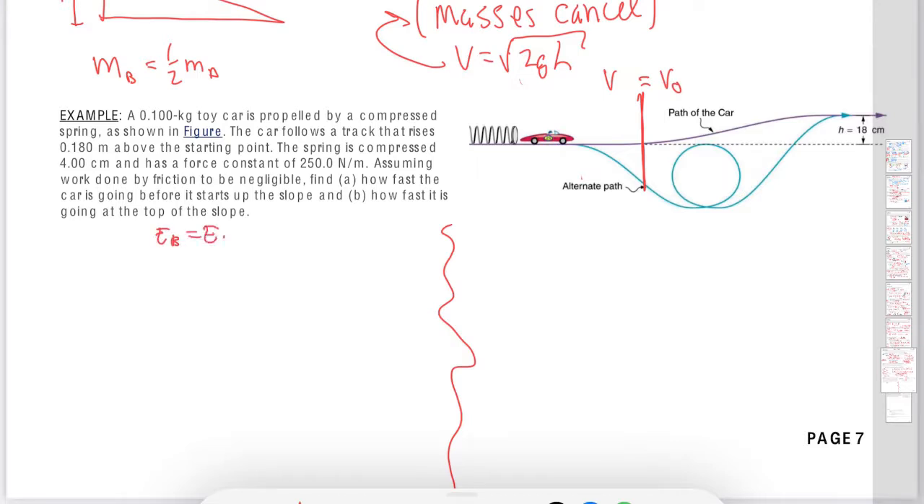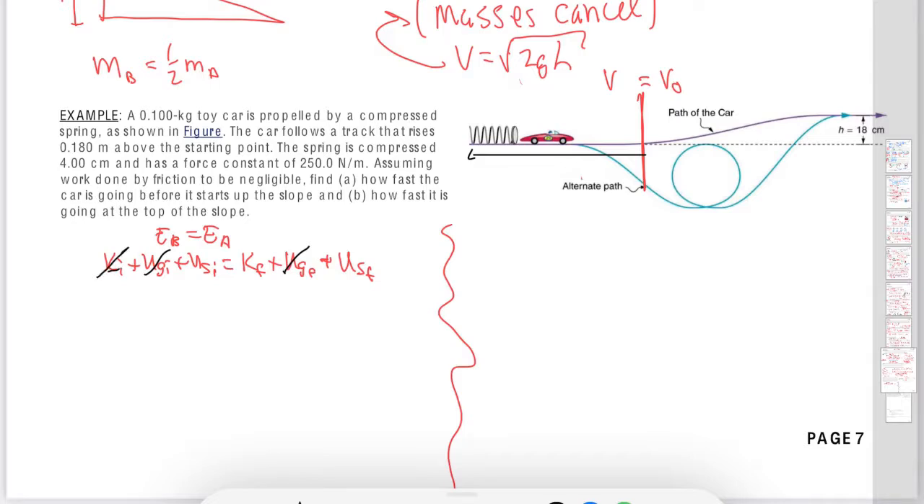EB equals EA, right? Energy before equals energy after. And then I write all my energies. Right, and so now I'm going to cancel. And on this one there's going to be no height difference because this is a level road. But I do have to factor in the spring.